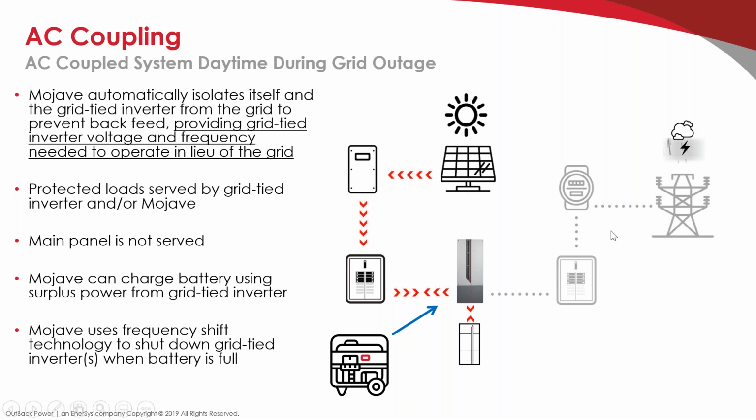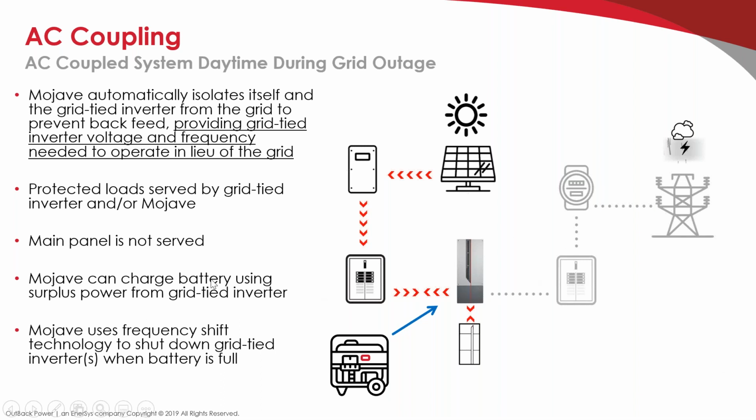And if I can keep working, I can keep taking PV and I can keep feeding the loads, the protected load panel, I can keep protecting the loads with the PV. The protected loads obviously are served both by the grid tie inverter, this is when the sun's out, of course, and the Mojave as needed. The main panel's not served, that's over here, that's on the side that's shut down, right?